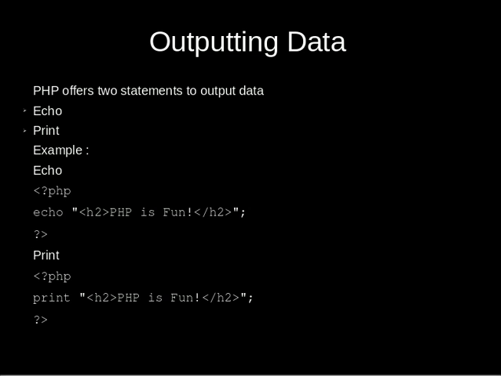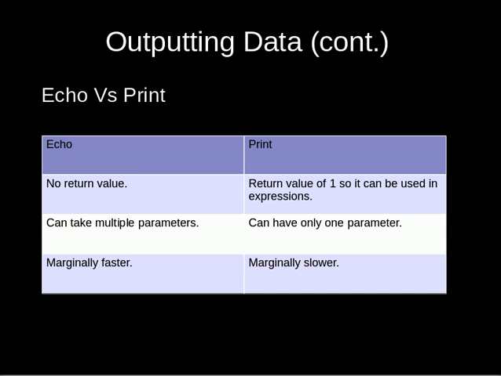Outputting data. PHP offers two statements to output data, echo and print. Example of echo: echo <h2>PHP is fun</h2>, closing the h2 tag. Print: print <h2>PHP is fun</h2>, closing the h2 tag.